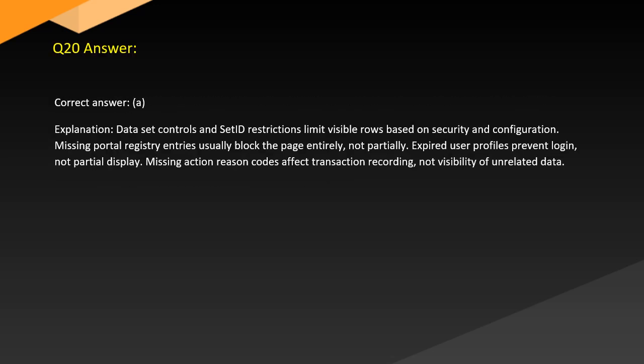Answer. Correct answer: A. Explanation. Data set controls and setID restrictions limit visible rows based on security and configuration. Missing portal registry entries usually block the page entirely, not partially. Expired user profiles prevent login, not partial display. Missing action reason codes affect transaction recording, not visibility of unrelated data.